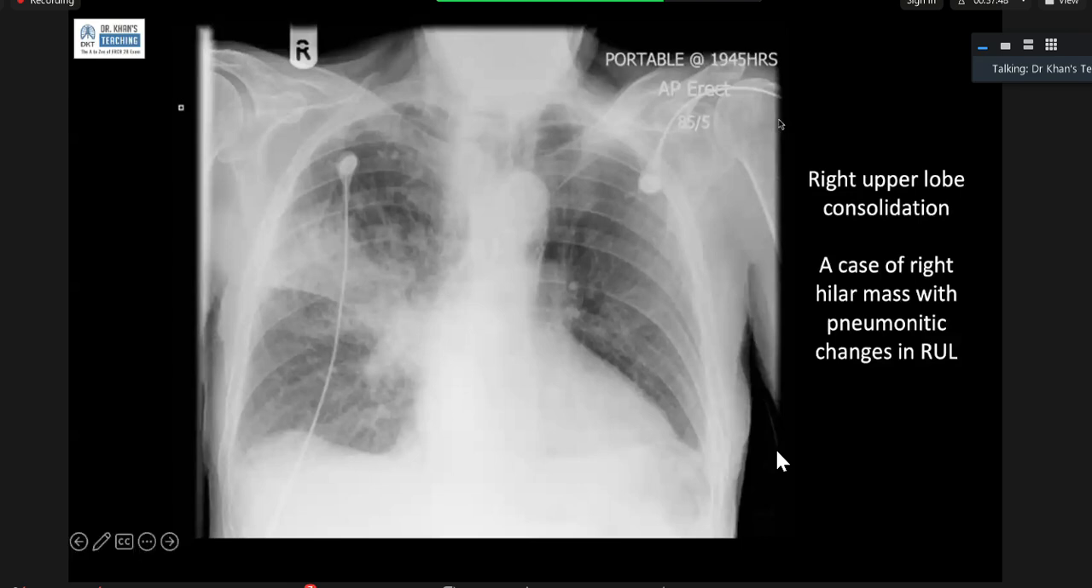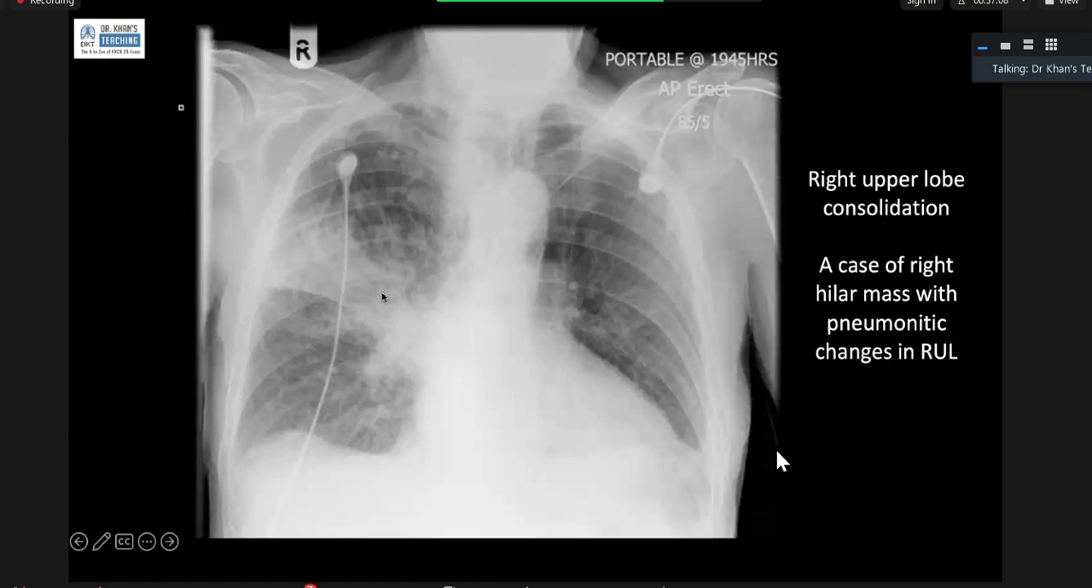So this is a case of, again, consolidation limited by the minor fissure. So this is again consolidation starting in the right upper lobe. And you can see the dense, bulky right hilum. So this consolidation was consequent to a mass sitting here, which is probably partly causing some obstruction to the bronchi and causing pneumonitic changes here. Okay, so without that history, or if the hilum was not bulky, we would not be able to differentiate it from an infective consolidation. So essentially, alveolar opacity due to any cause results in consolidation.